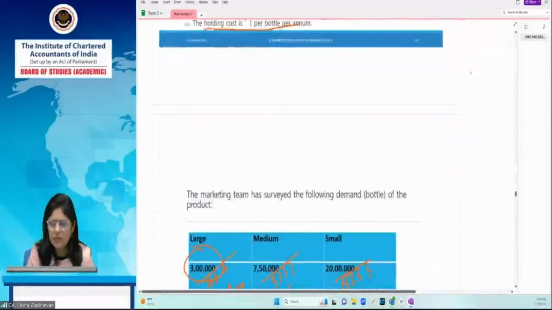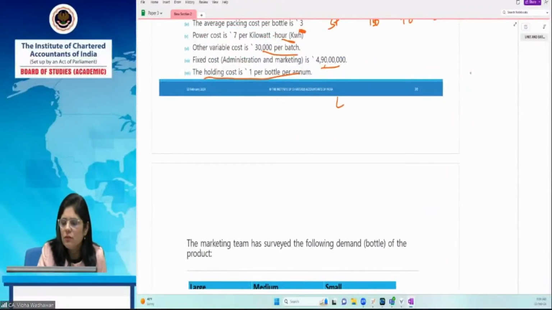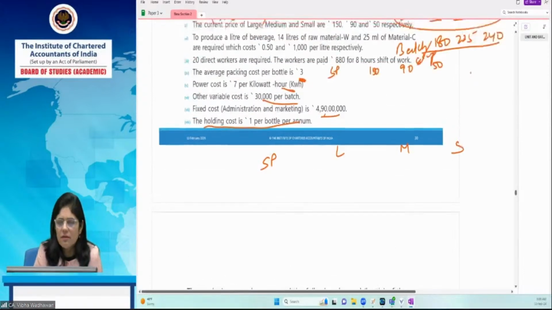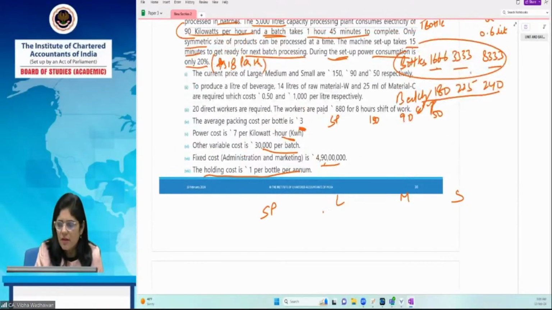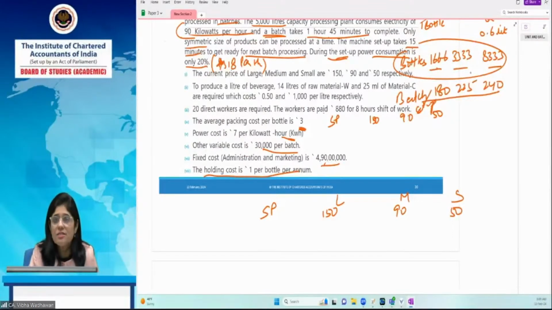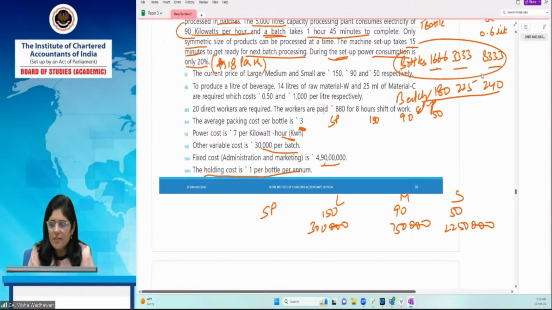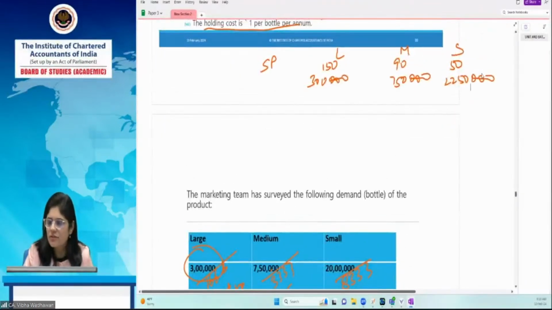So now we can do this way. So large, medium and small. The selling price is already there. Selling price is 150, 90 and 50. This is selling price per bottle. Selling price per bottle, not per batch. So how many bottles you have? The bottles are 3 lakh, 7 lakh 50,000 and 20 lakh. Sorry, it's 20 lakh.